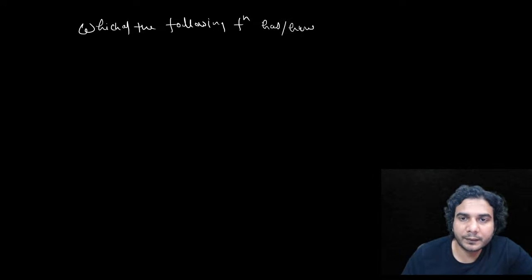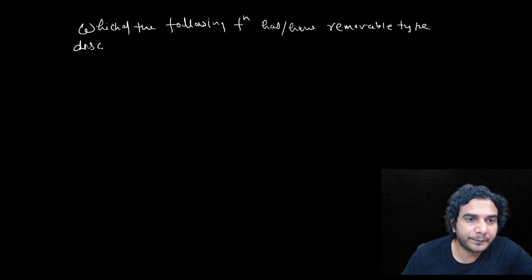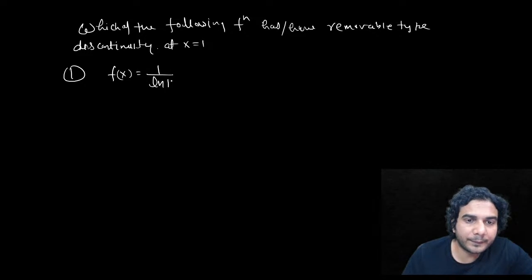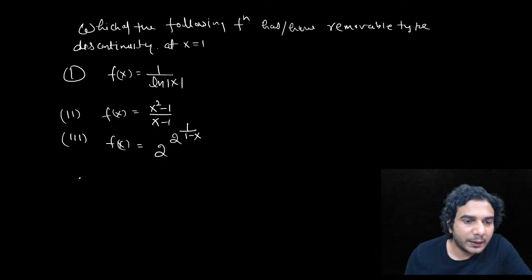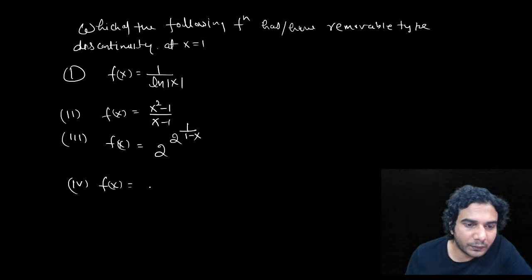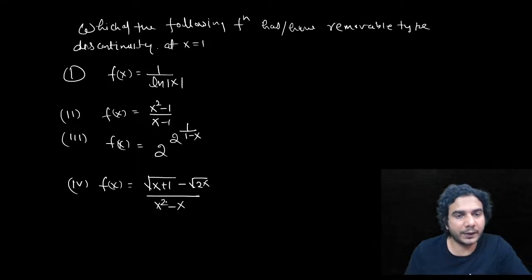Now you need to check which of the following functions has or have removable type discontinuity. Right. So first function is f(x) equal to 1 upon ln of mod of x. Second function is f(x) equal to (x square minus 1) upon (x minus 1). Third function is f(x) equal to 2 raised to 1 upon (1 minus x). All right. And fourth is f(x) equal to (under root of (x plus 1) minus under root of 2x) divided by (x square minus x). Okay, so these are 4 functions.